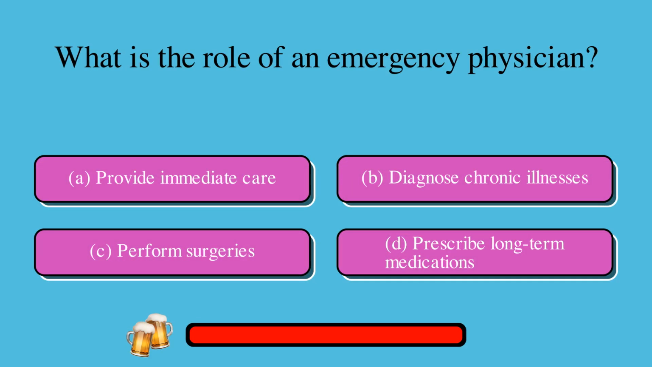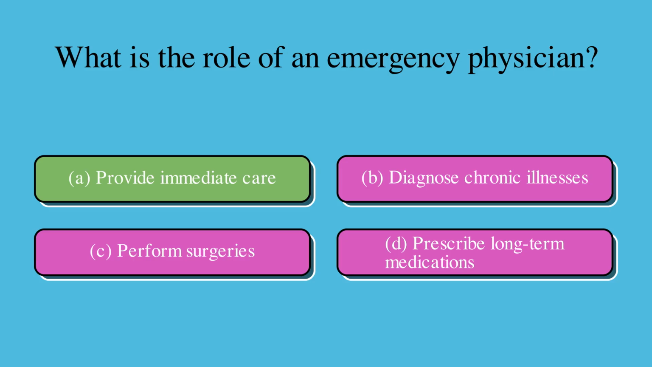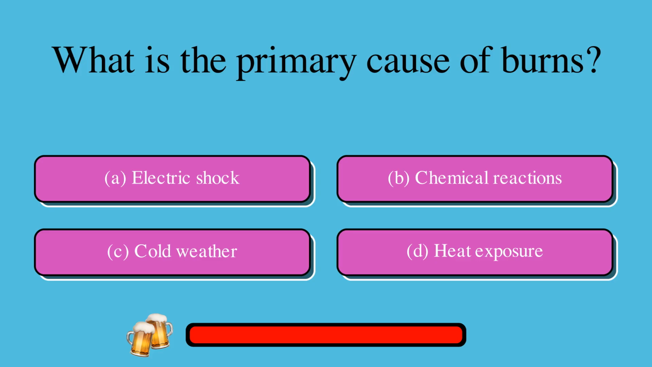What is the role of an emergency physician? A, provide immediate care, or B, diagnose chronic illnesses, or C, perform surgeries, or D, prescribe long-term medications? The correct answer is A, provide immediate care. What is the primary cause of burns? A, electric shock, or B, chemical reactions, or C, cold weather, or D, heat exposure? The correct answer is D, heat exposure.